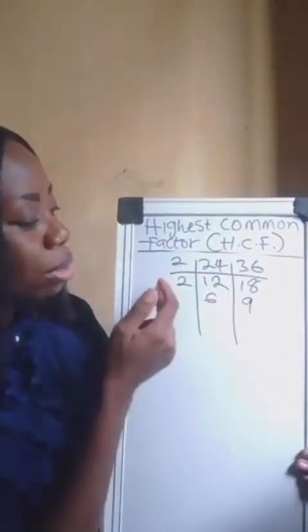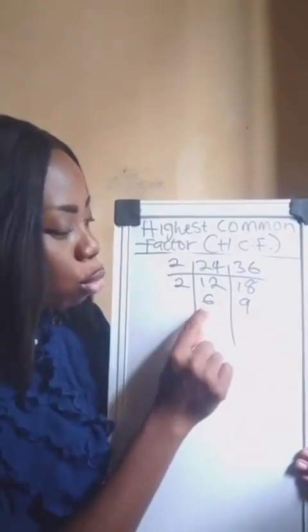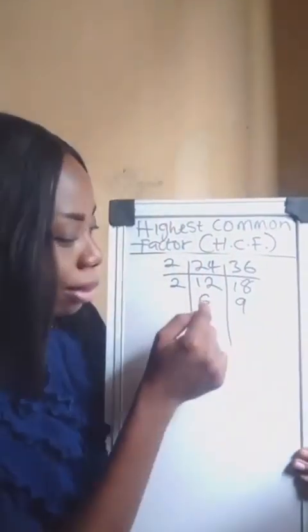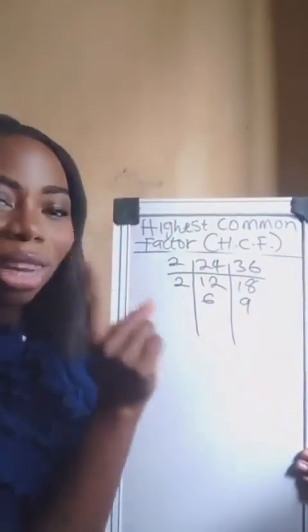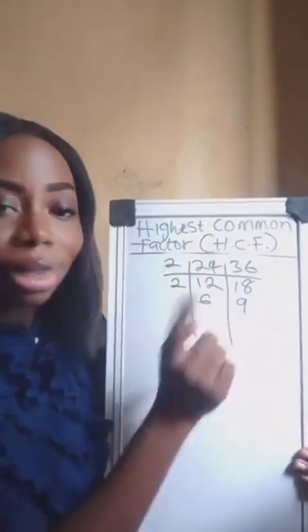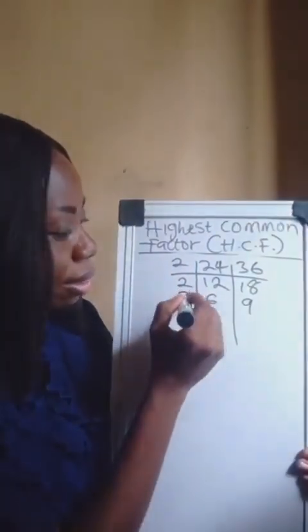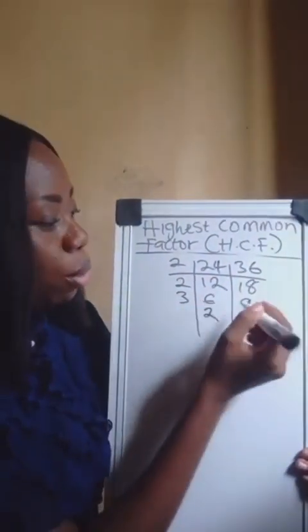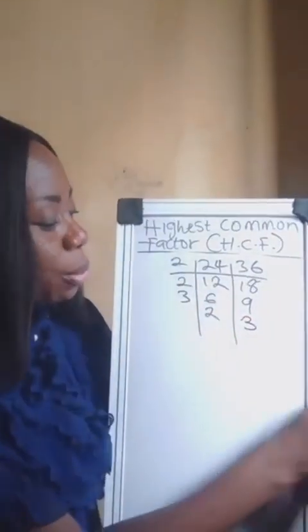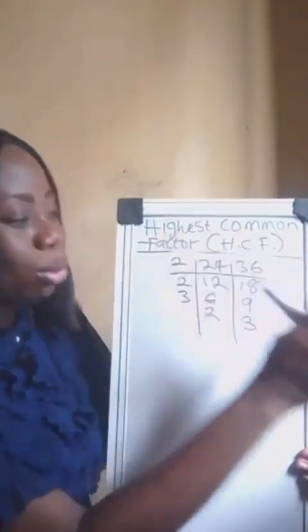Okay? We wouldn't stop here because there's still a common factor between 6 and 9. Of course, 2 cannot divide both 6 and 9. 2 can divide 6, but it cannot divide 9. So we won't use 2 anymore. We'll use the factor that can divide both 6 and 9, and that is 3. So we use 3 to divide 6 and 9. 3 goes into 6 how many times? 2. And 3 goes into 9 three times. Here we have 2 and 3. There is no common factor between 2 and 3. So this is the end of it.